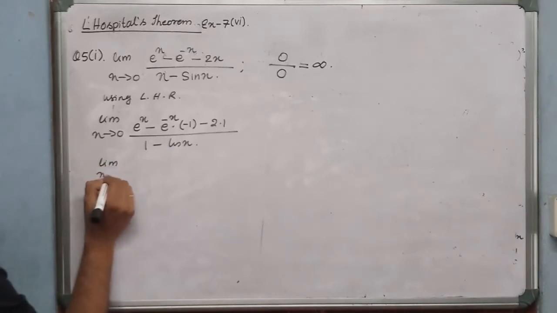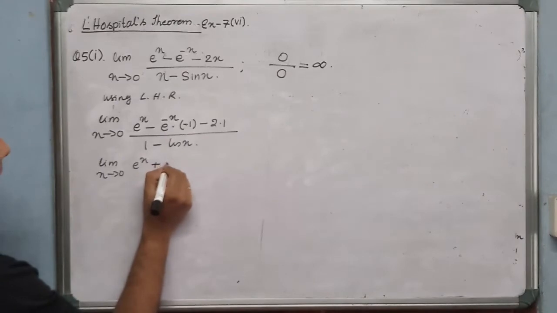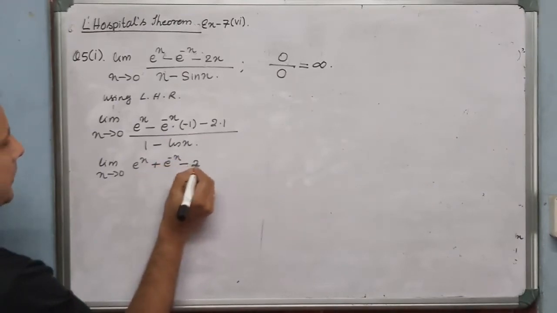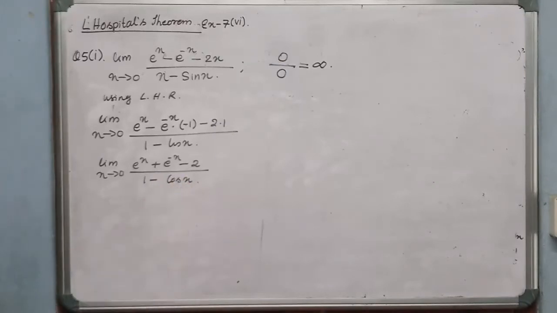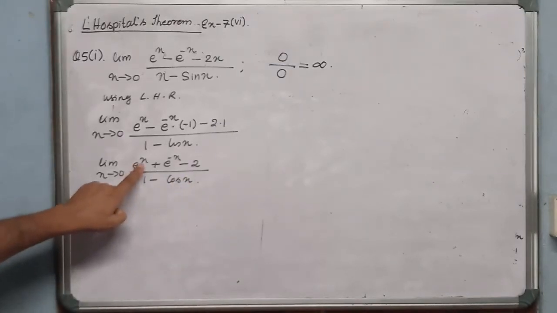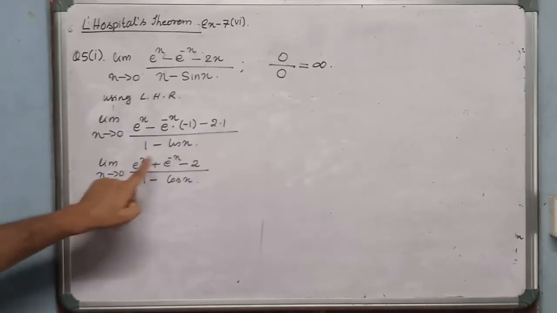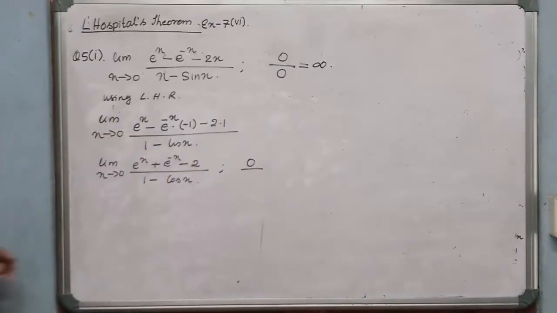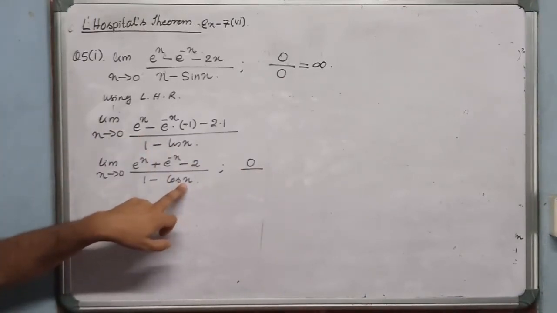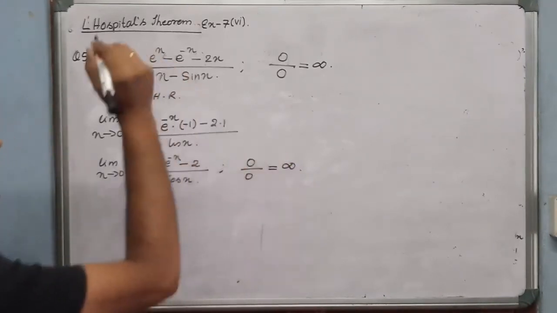Limit x tends to 0, e to the power x minus into this minus, it is plus e to the power minus x minus 2 over 1 minus cos x. Again I'll substitute the value. E to the power 0 is 1, e to the power 0 is 1, 1 plus 1 is 2, 2 minus 2, again the numerator is 0. Over here cos 0 is 1, cos 0 is 1, 1 minus 1 is 0, again we have undefined.